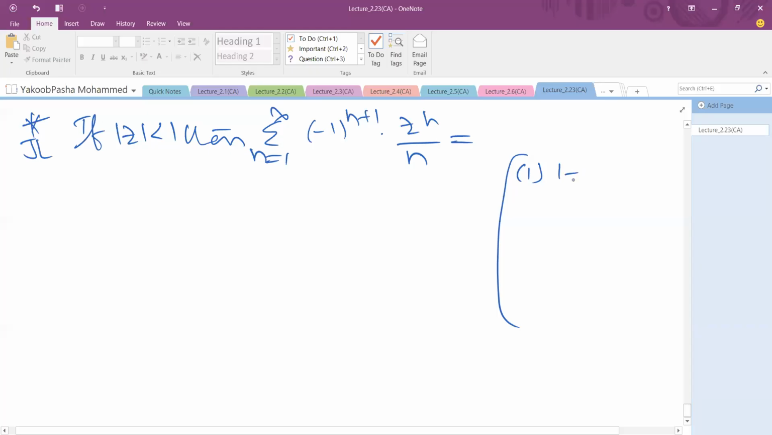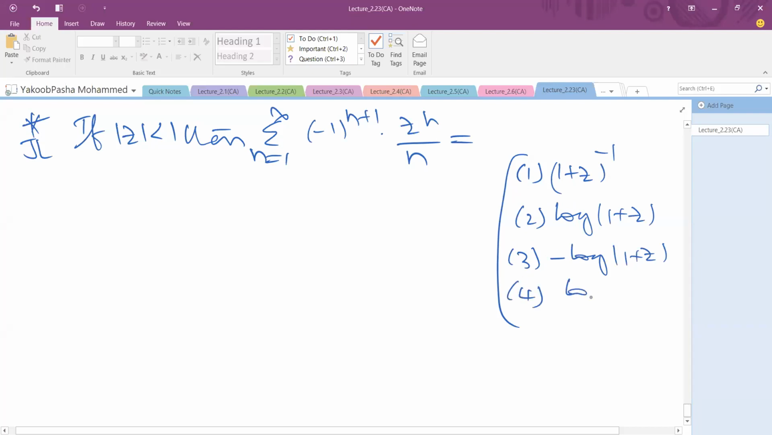Summation of mod z to the power of -1. Second option, log 1 plus z. Third option, minus log 1 plus z. And fourth option, log z. These are the options we have.